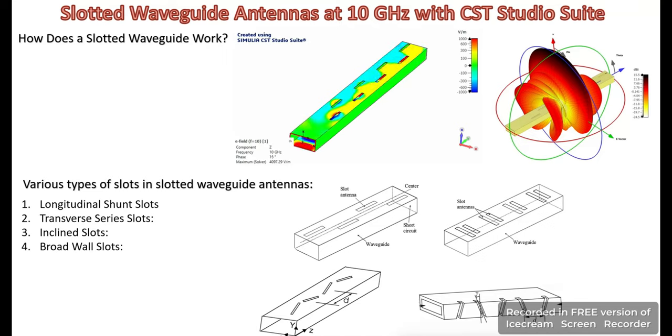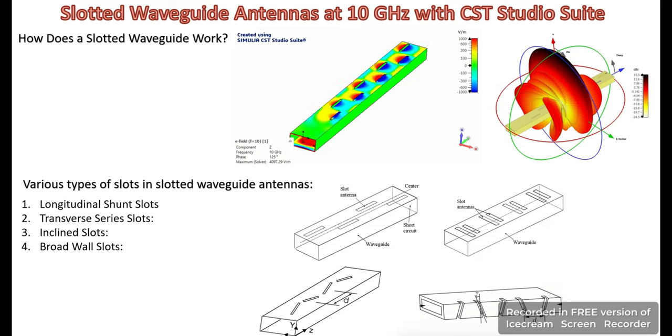The main types include longitudinal shunt slots. In such designs, slots are cut along the length of the broad wall of the waveguide. They radiate perpendicularly to the waveguide's broad wall. These antennas are commonly used in radar and communication systems. Transverse series slots. In such antennas, slots are cut across the narrow wall of the waveguide. They radiate parallel to the waveguide's narrow wall. These antennas are suitable for applications requiring a broadside radiation pattern.